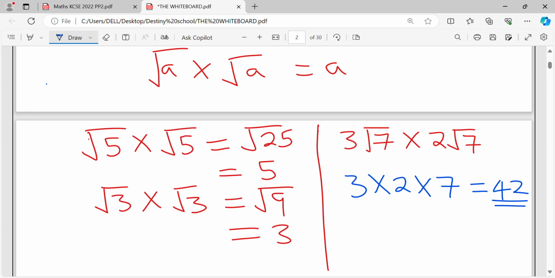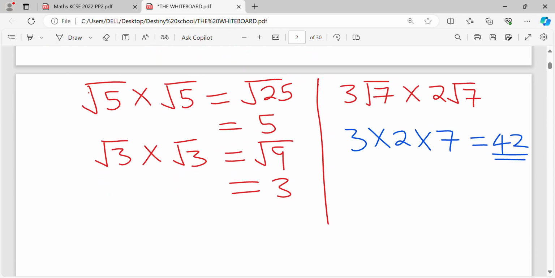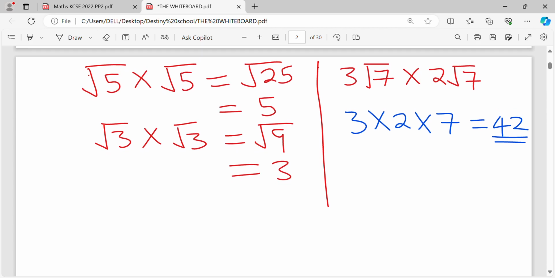So then you multiply everything now. 3 times 2, that is 6. 6 times 7 is 42. So your answer this time will be 42. It will not have any square root.